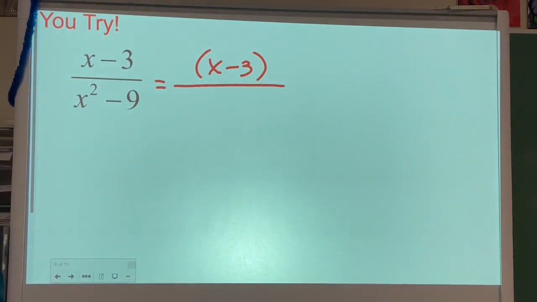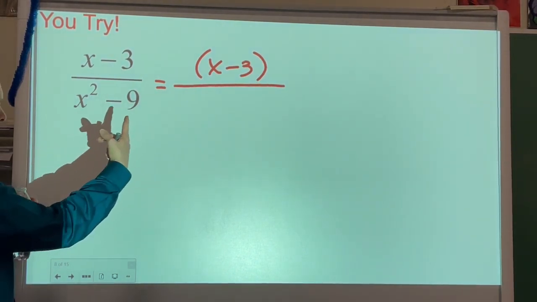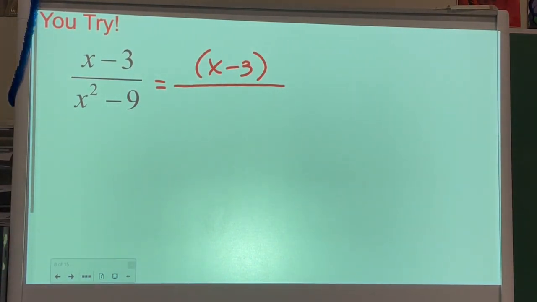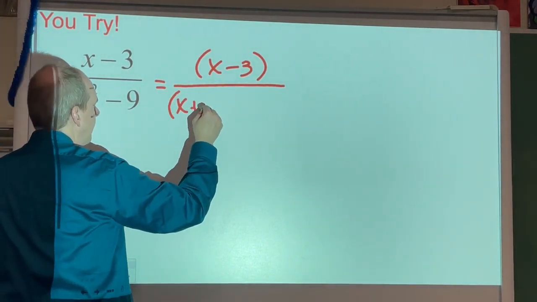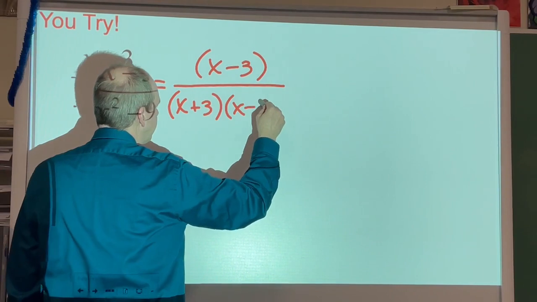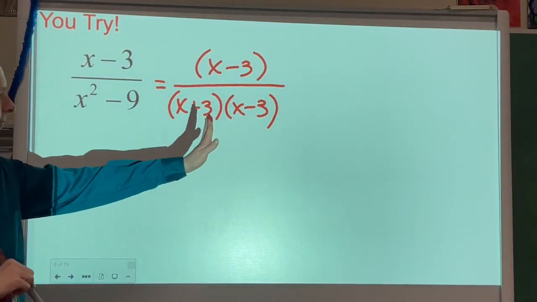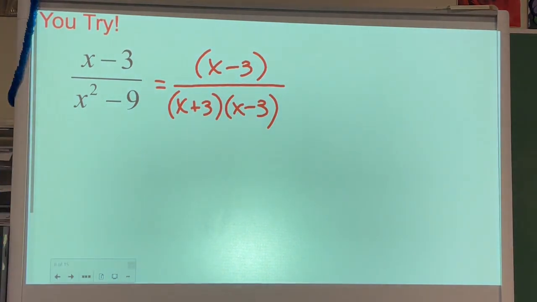The bottom, this is what we've been practicing lately. We had the difference of two perfect squares, x squared minus 9. Nothing in common. They don't both have an x. They don't both have a number that divides in evenly. But what we can do is factor x plus and x minus. x plus 3, x minus 3. 3 times negative 3 is negative 9. 3 minus 3 cancels out. No middle term.